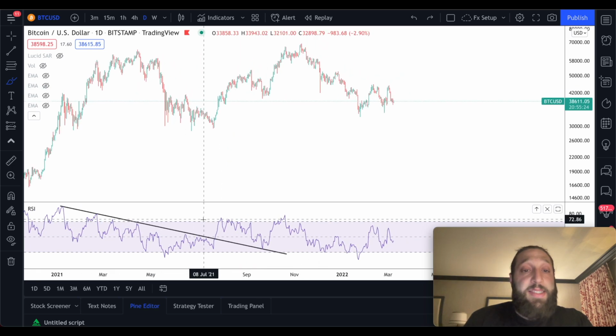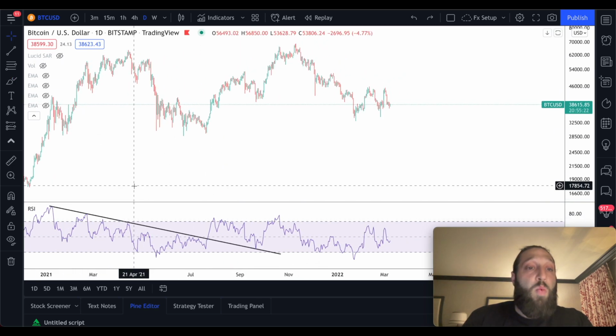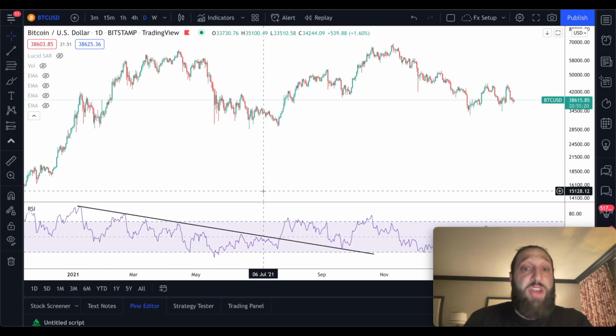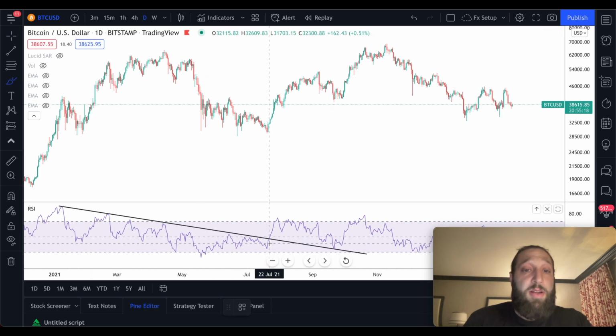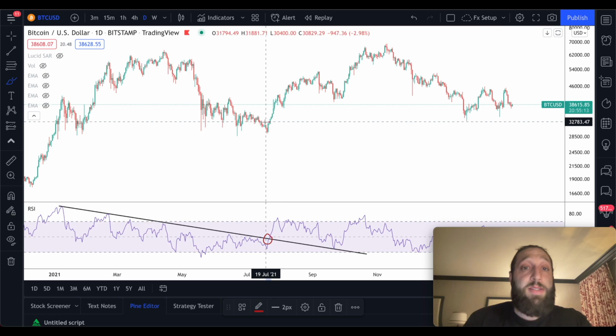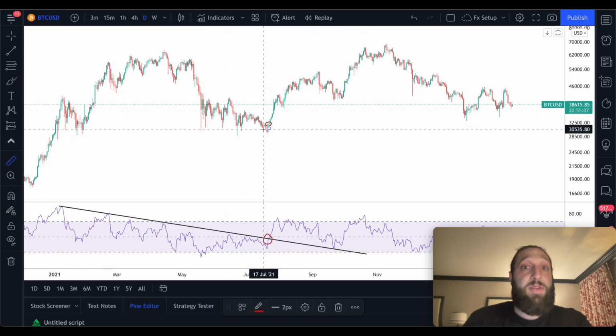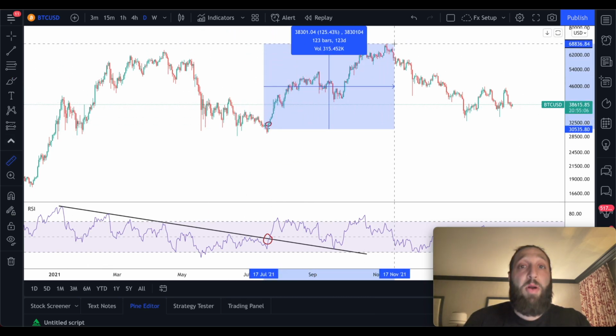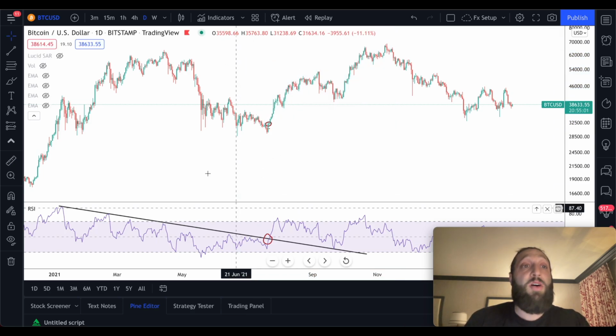You can see this. Let's zoom in right here. When we broke this huge downtrend right here, you got an awesome buy signal. Like that was pretty much the bottom right here. And you can see this was a huge pump up, about 125% if you bought there. That was an awesome signal.